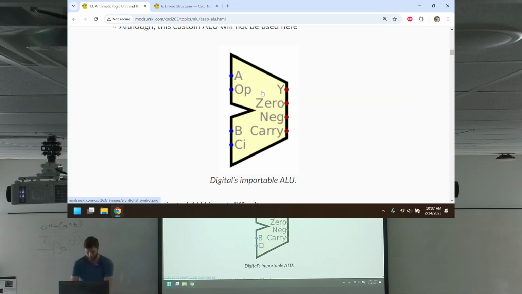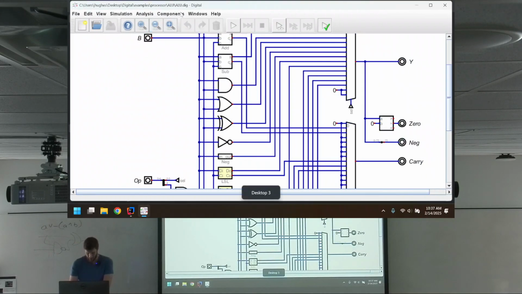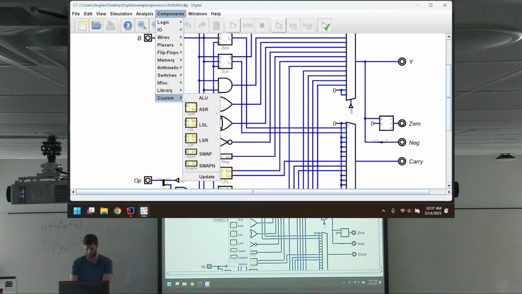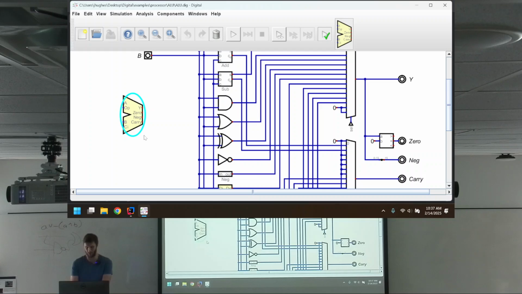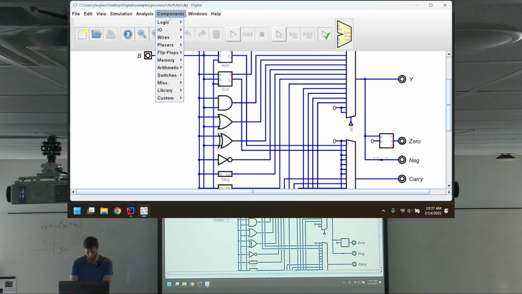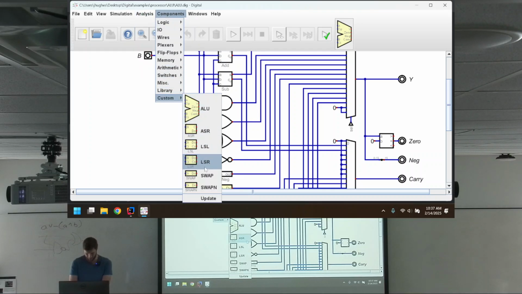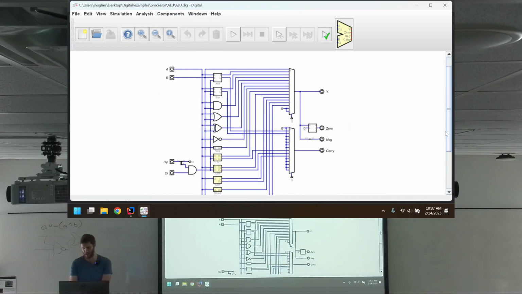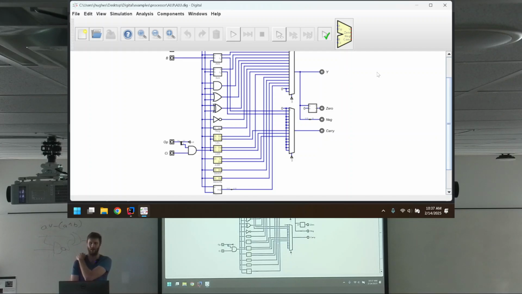Again, it's not a component. You can't go find it up here. There's no ALU in here. You'd have to import it some other way. There, ALU. Hey, it worked this time. Okay, cool. And it has that symbol, which is a custom symbol that you can do in Digital, which is pretty cool. Otherwise, if you import some other arbitrary custom circuit, it'll just be a box by default, but for the ALU, they added a custom little symbol, which is nice.